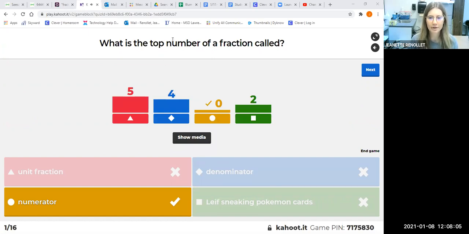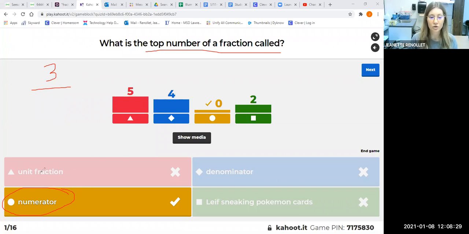Okay, the top number of a fraction. The question is, what's it called? We have a fraction bar. The top number is called the numerator. So whatever number's on top is called the numerator. You should have selected the circle orange.